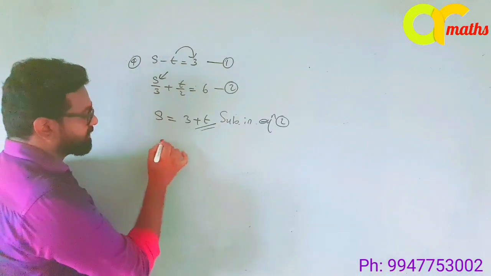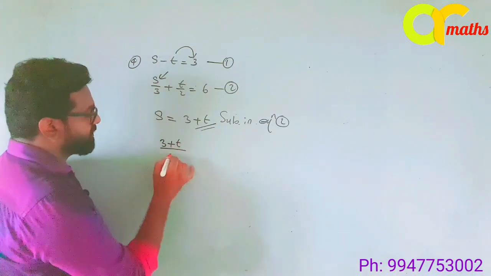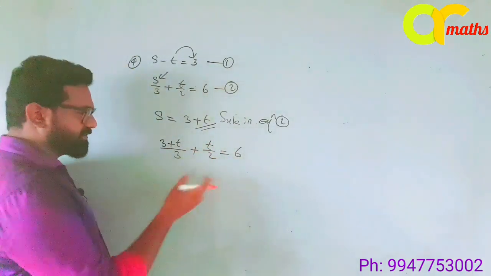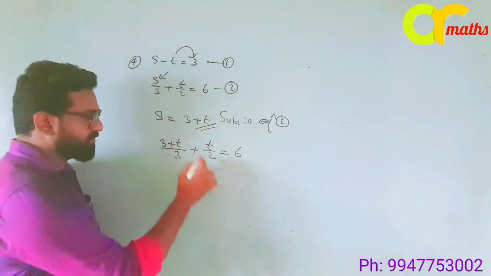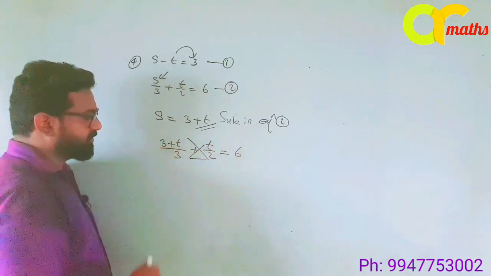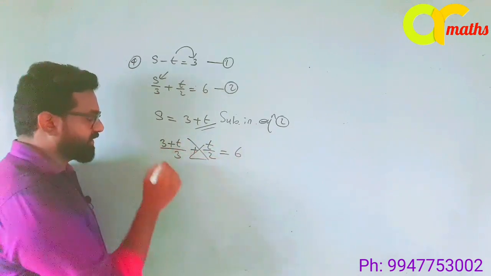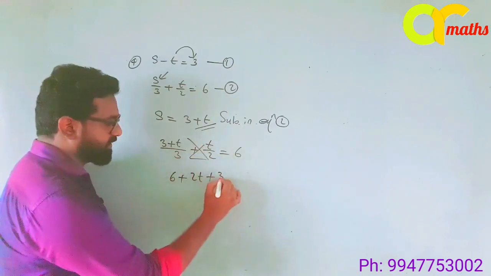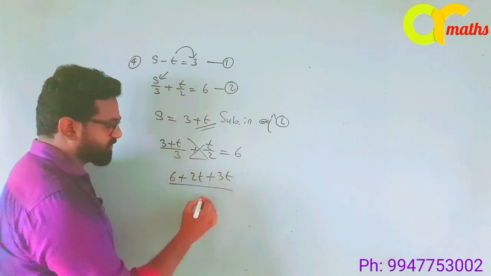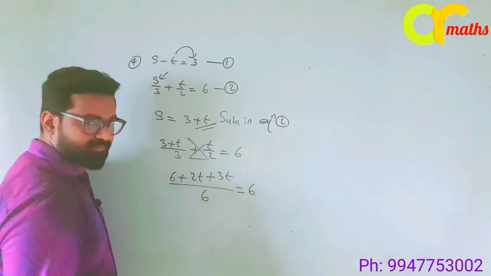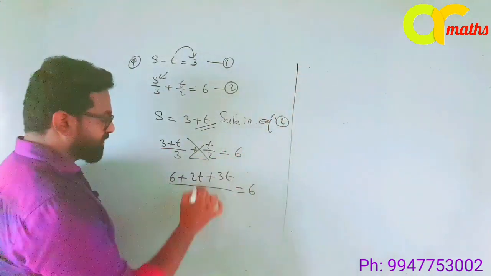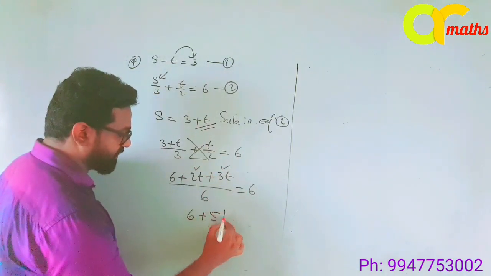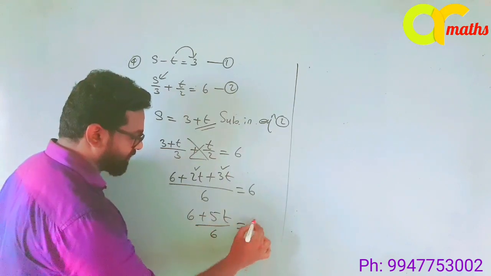So this is substituted here. What is s? (3 plus t) divided by 3 plus t by 2 equal to 6. Then simplify. How to simplify? By cross multiplication. 2 into (3 plus t), so 2 into 3, 6, plus 2 into t, 2t, plus 3 into t, 3t, all divided by 3 into 2, 6, equal to 6. Then what is 2t plus 3t? 5t. So 6 plus 5t divided by 6 equal to 6.